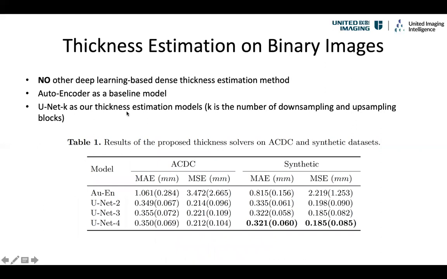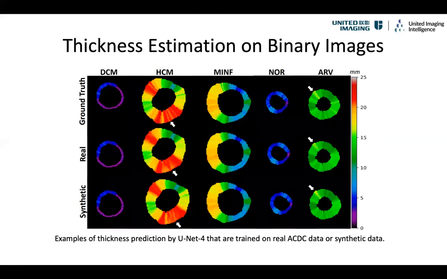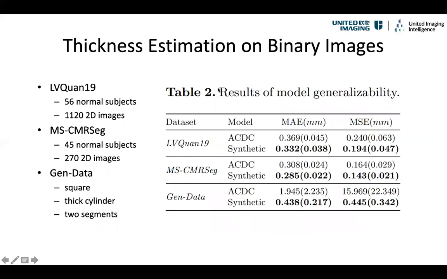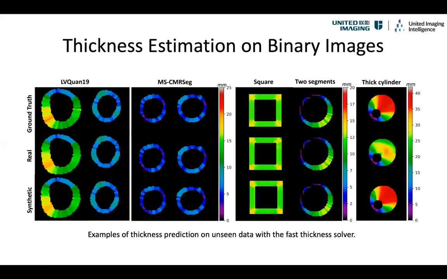And because there's no other deep learning-based dense thickness estimation method, we compare with the autoencoder. We found that our proposed fast solver with a UNet4, which has 4-time downsampling and upsampling, performs the best. And this is the visualization result. We found that the model trained with the synthetic data performs better compared to other methods. And we also test our model on 3 other data sets to evaluate the model generalizability. We also found that the model trained with synthetic data performed the best. And this is the visualization result.